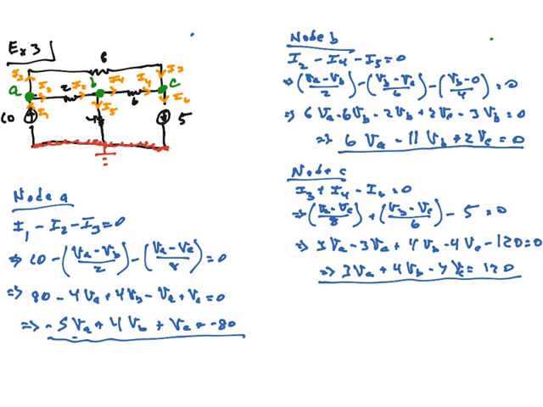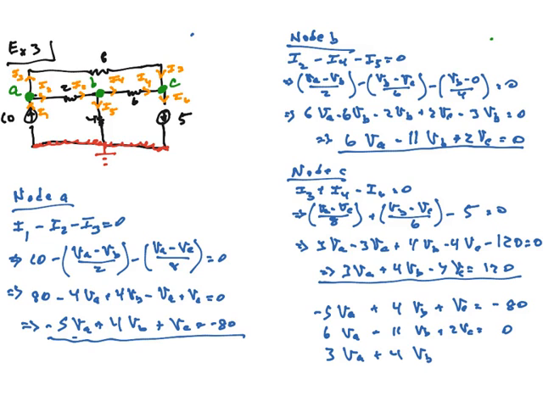And here's my three equations. Now I'll just rewrite them down here, just so they're all in line. I had minus 5VA plus 4VB plus VC equals negative 80. Then I had 6VA minus 11VB plus 2VC equals 0. And 3VA plus 4VB minus 7VC is equal to 120.